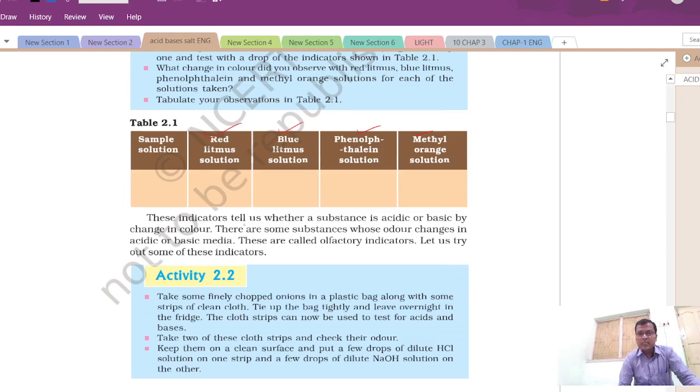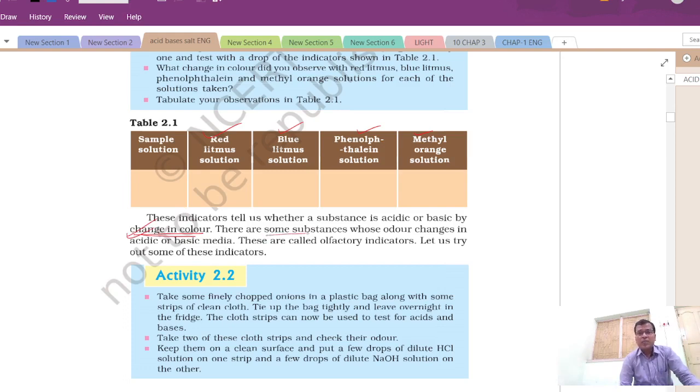These indicators tell us whether a substance is acidic or basic by changing color. If you add an acid to blue litmus, its color will change to red, and if you add a base to it, its color will change from red to blue. Therefore we can say that a given substance is an acid or a base by seeing the color of the solution.